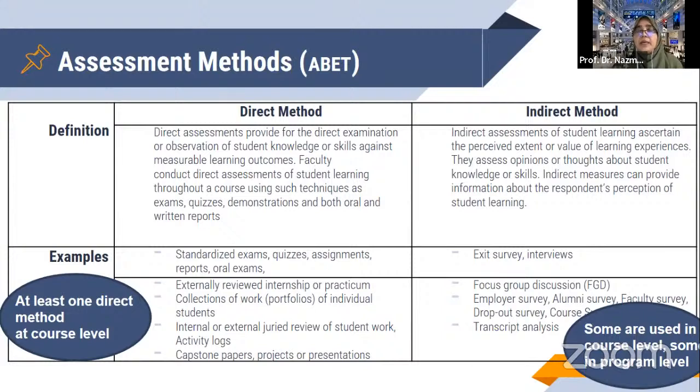is the method where it's the direct examination by the faculty member of the student's performance. And typically the different tests, quizzes, exams, these fall under the direct method. The indirect method basically deals with the perception of student learning, okay, or the learning experience. So it's more about employer survey or from the exit survey. It's more qualitative in nature how the learning is happening.